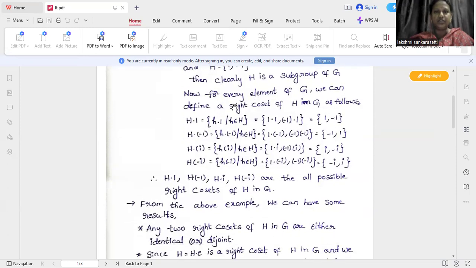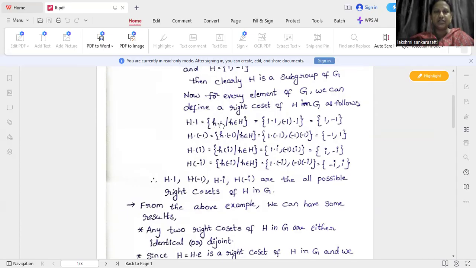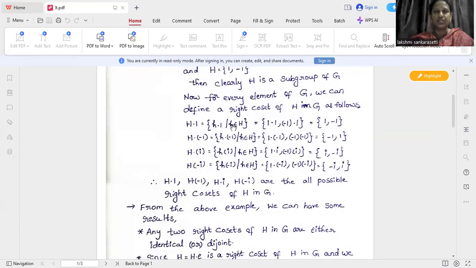for every element of G, we can define a right coset of H in G as follows. H·1, where 1 is an element of G, is the set containing elements of the form small h into 1, where small h belongs to H. This set contains 1·1 and -1·1. Here 1 is fixed, and 1 is an element of capital H, -1 is an element of capital H. So all elements of capital H are being considered, and the set gives the result {1, -1}. So the right coset H1 contains the elements 1, -1.